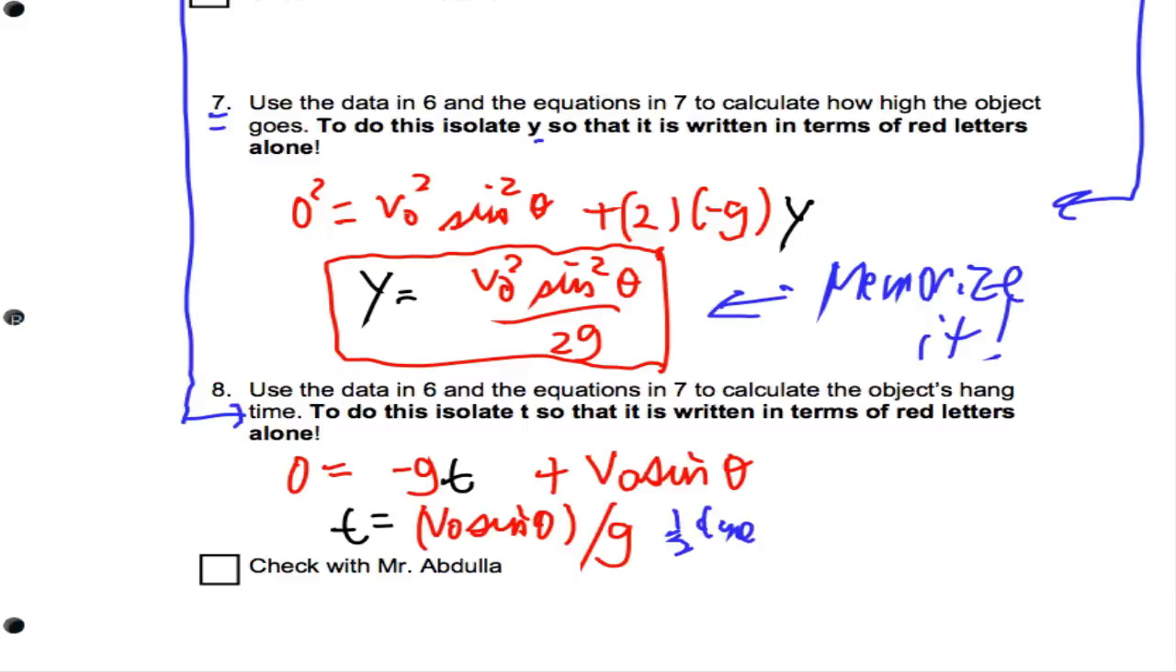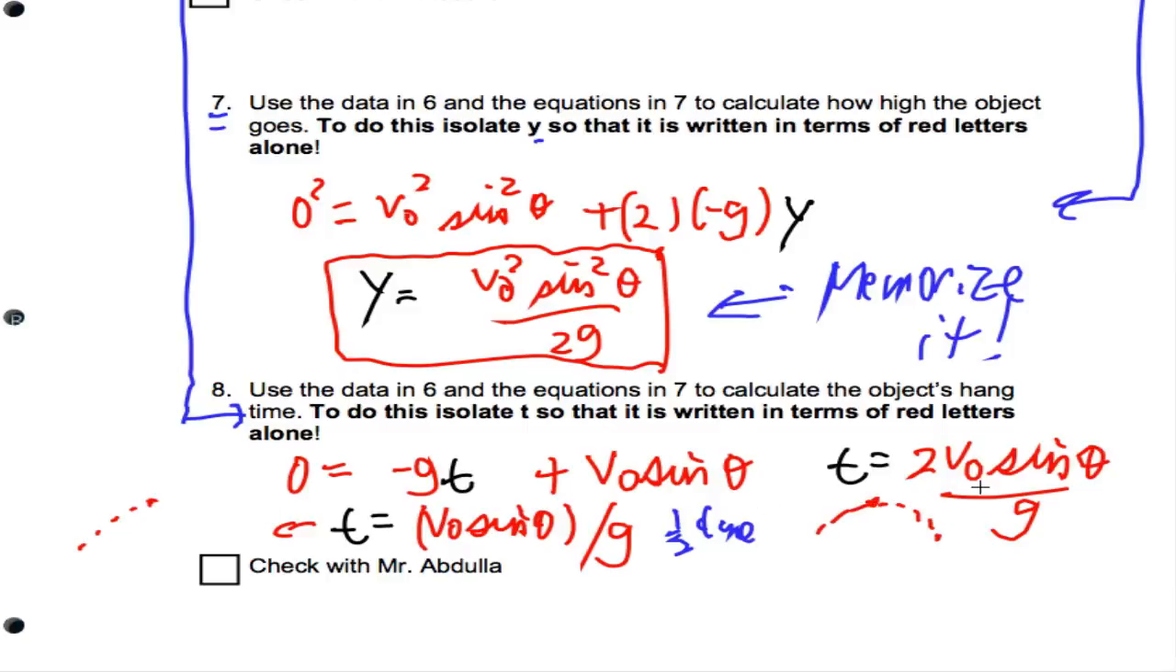So what I need to do is double it. So when I actually get my full time, my total hang time is going to be 2 v naught sine theta divided by g. Because this time here is just going up, and this time here is going up and going down. So that's that.